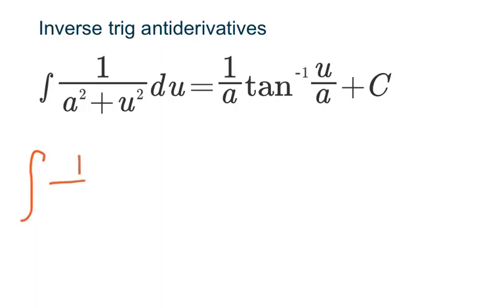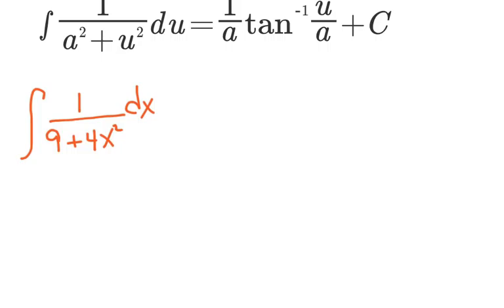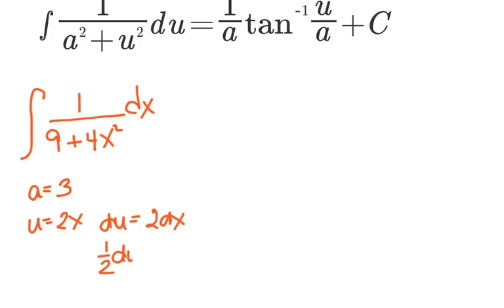The integral of, let's do 9 plus 4x squared dx. We go through these problems just like we've done before, doing a little u sub. A is equal to 3. Now u is equal to 2x. U is always the variable. That's the thing to remember. A is always the constant and u is equal to the variable. Now we're going to do a quick little du. So du is equal to 2 dx. So we're going to have to put in a 1/2 du for that dx.